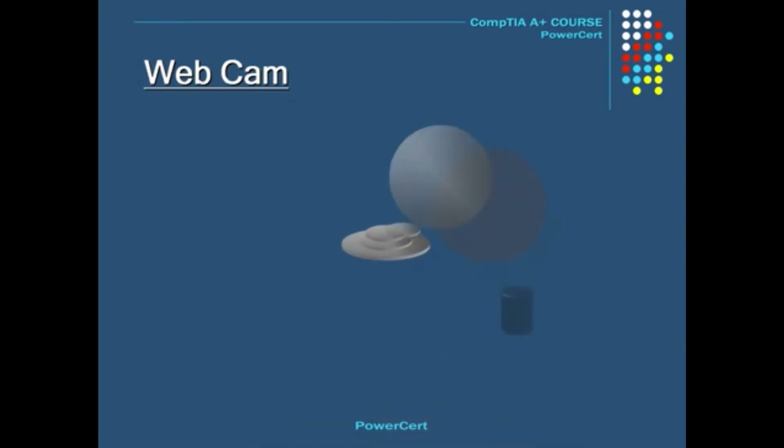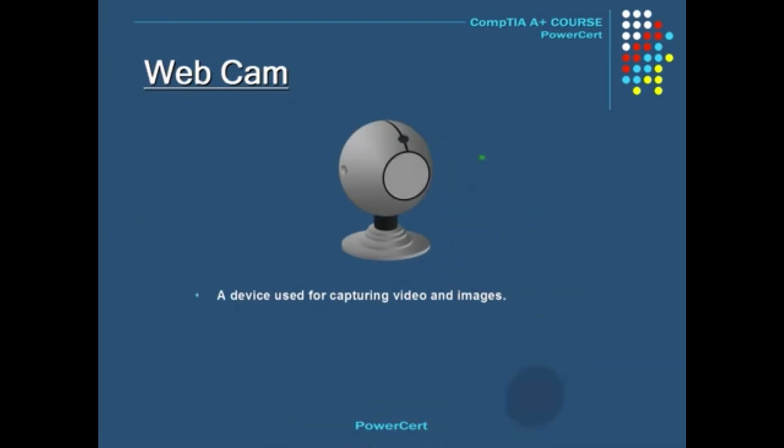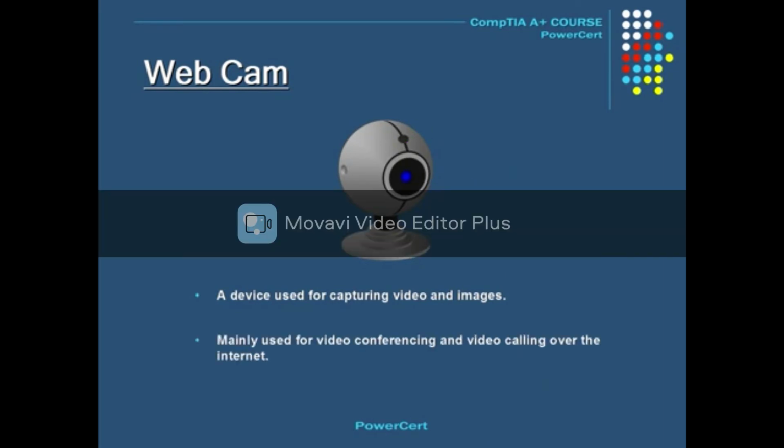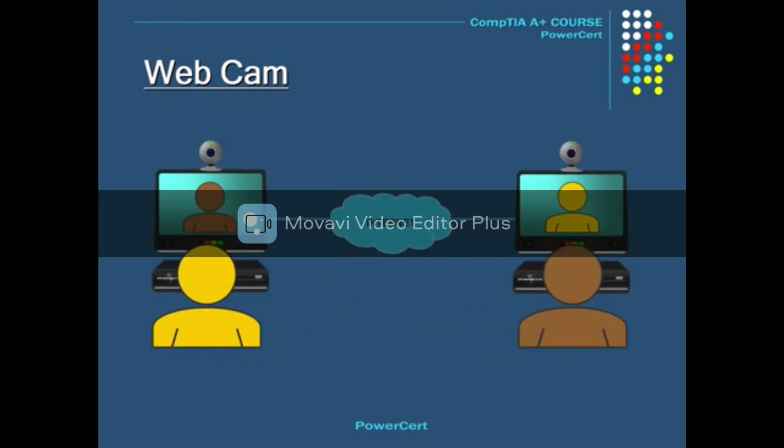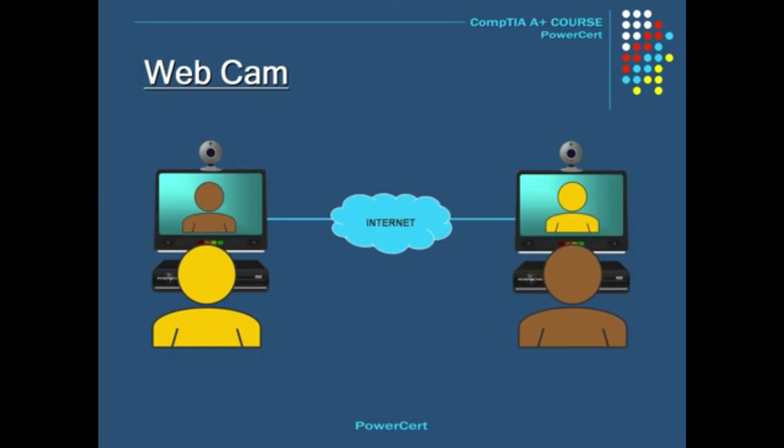A webcam is a device that is used for capturing video and images. Webcams are mainly used for video conferencing and video calling over the internet. So two people anywhere in the world can visually communicate with each other if they both have a webcam and an internet connection. And most webcams have a built-in microphone to capture audio.